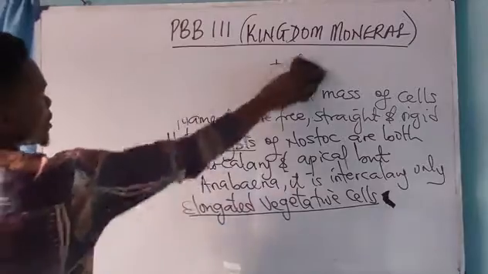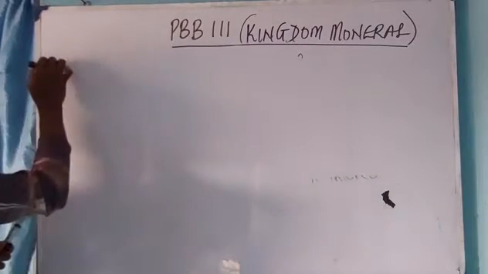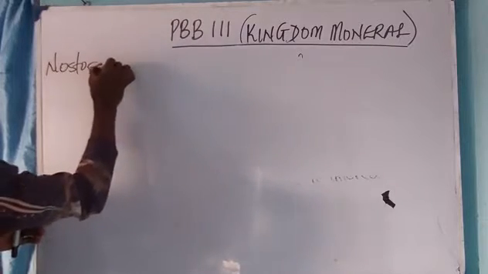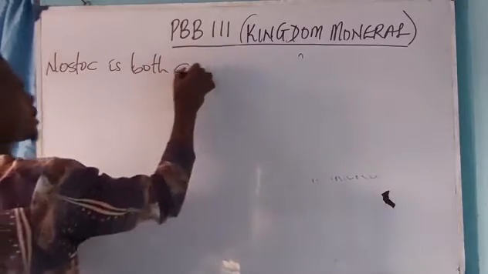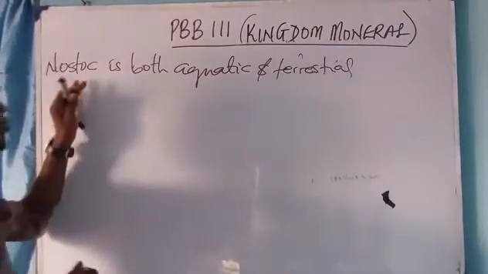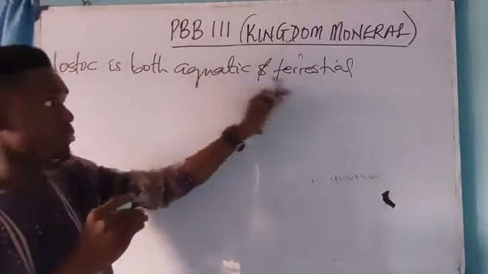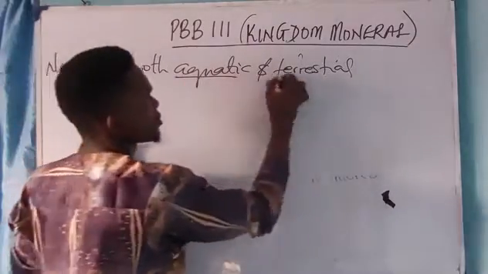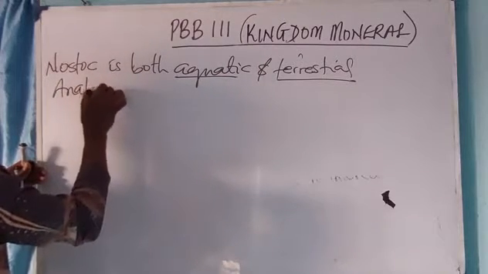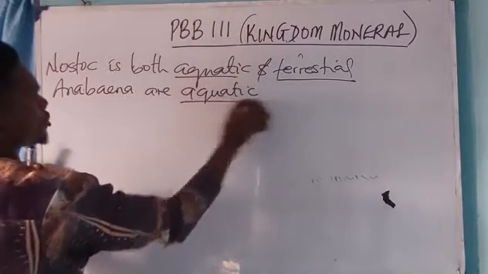Okay, now another difference between Nostoc and Anabaena. Nostoc is both aquatic and terrestrial. Alright, Nostoc species are both aquatic and terrestrial, that is, they live on land and in water. But the Anabaena are just aquatic. They are just aquatic.